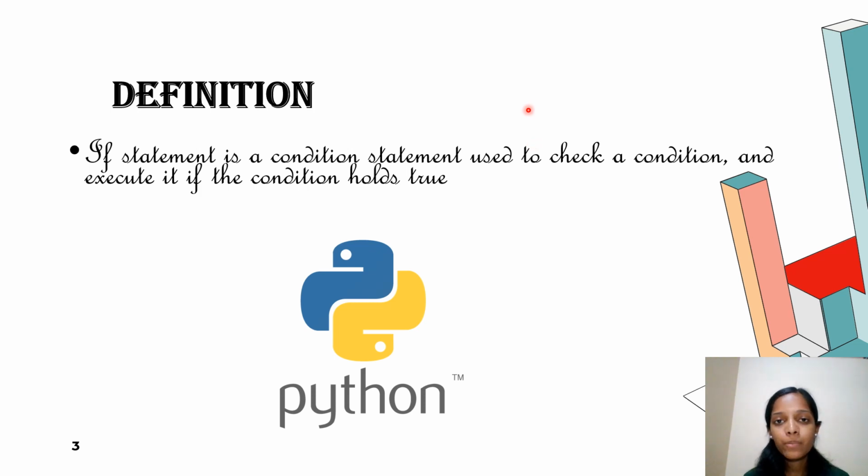The most common type of flow control statement is the if statement. An if clause or statement is executed only if the statement's condition is true, and if the condition is false, then the clause is skipped. If statement is a condition statement used to check a condition and execute if the condition holds true.